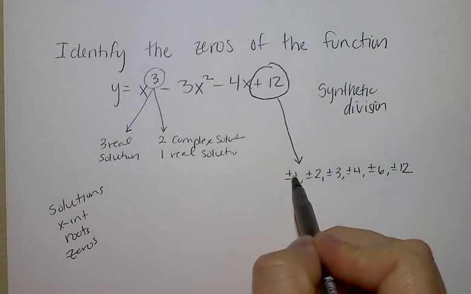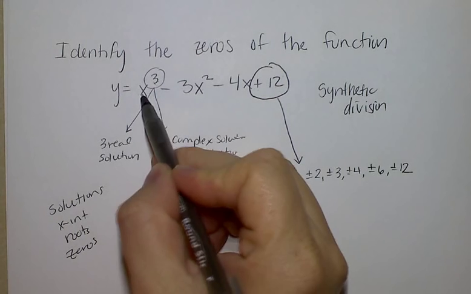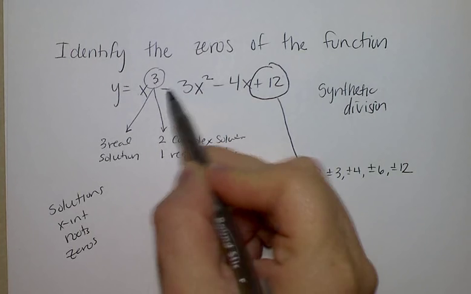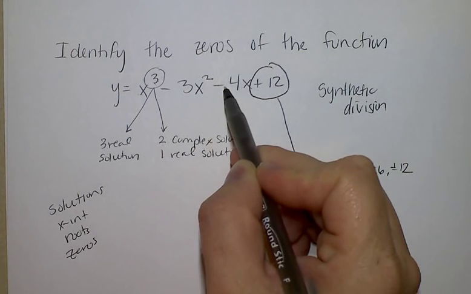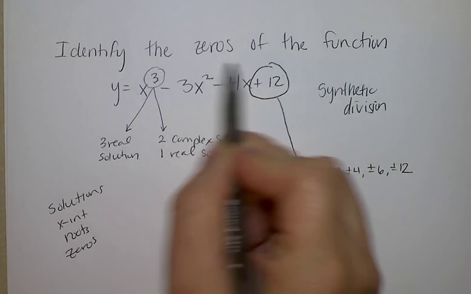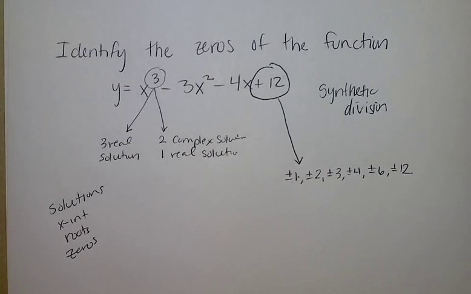You could take positive 1. Then you cube positive 1, you go subtract 3 times 1 squared, minus 4 times 1 plus 12. If that value is 0, hey, you just found an answer. Thumbs up or thumbs down if you understand that.